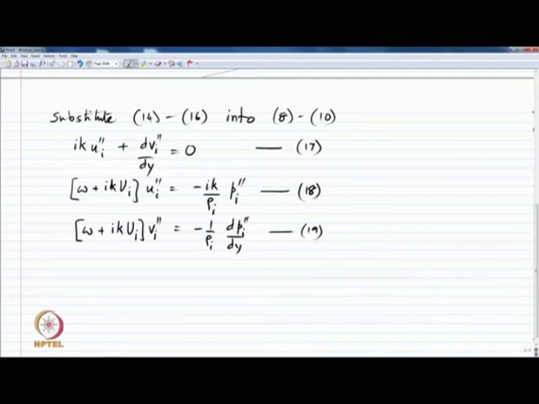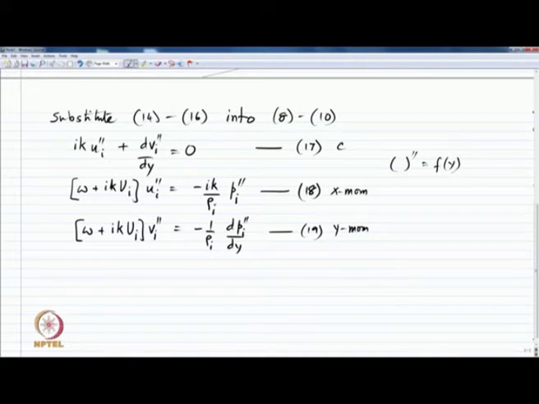When we perform this substitution, we get these three equations, the first one coming from the continuity equation, the second one from the x momentum equation, and the third one from the y momentum equation, just for our reference. The double prime quantities are only functions of y, just so we recall, and that is the reason the derivatives of the double prime quantities with respect to y remain, but with respect to either x or time are simply converted into an algebraic multiplication with either ik or omega, or as in the case of the advection term, omega plus ik ui.